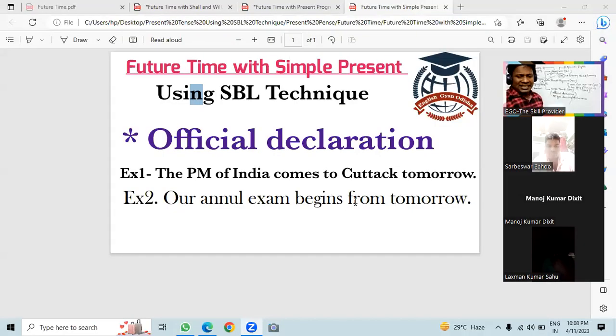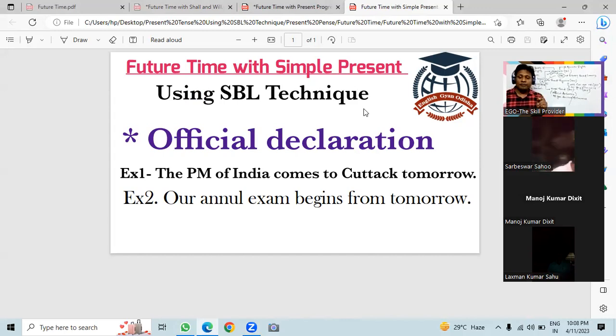Using this technique, you can say that the PM of India comes to Cuttack tomorrow, because the Prime Minister of India is not the property of anybody. Normally, whenever the Prime Minister of India goes anywhere, it involves a lot of protocols. So we can't say the PM of India will come to Cuttack. It's a wrong sentence. Comes to Cuttack tomorrow. That's how exactly you're going to say it.